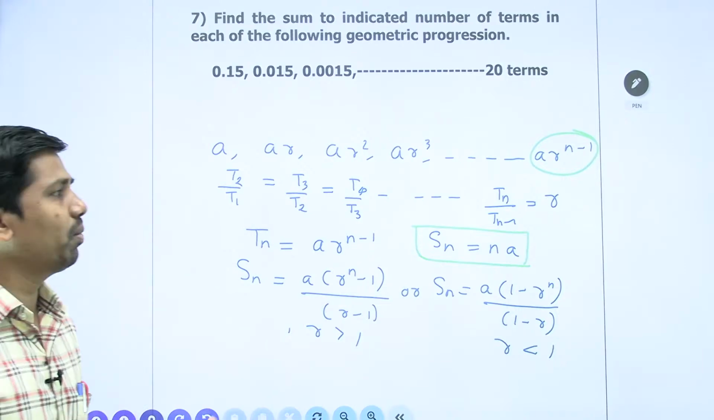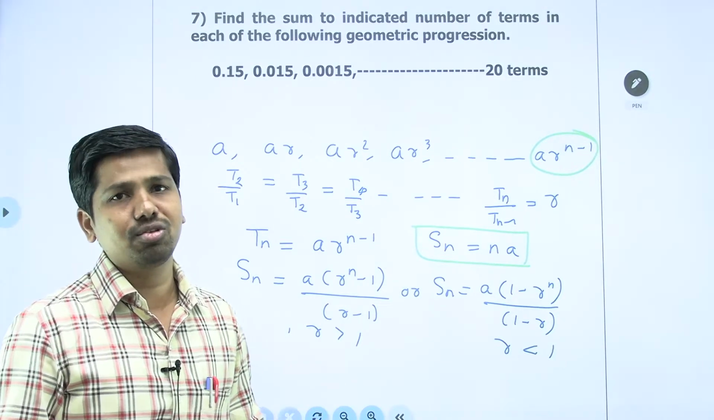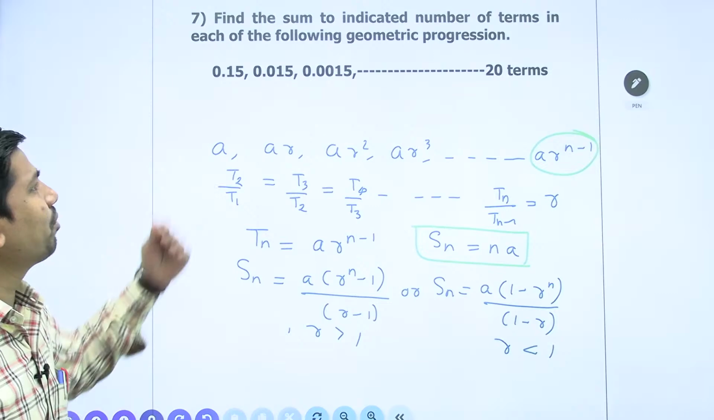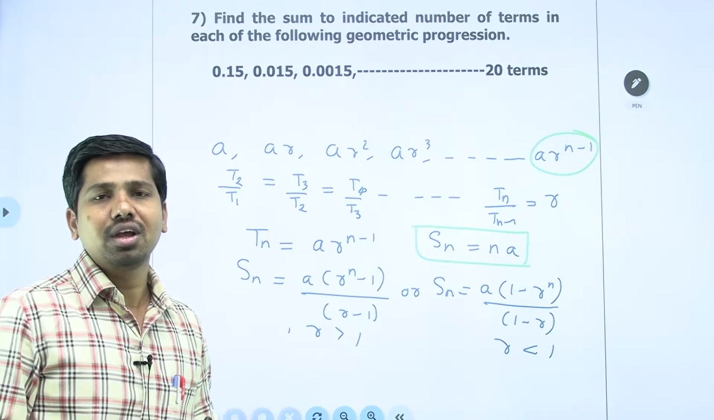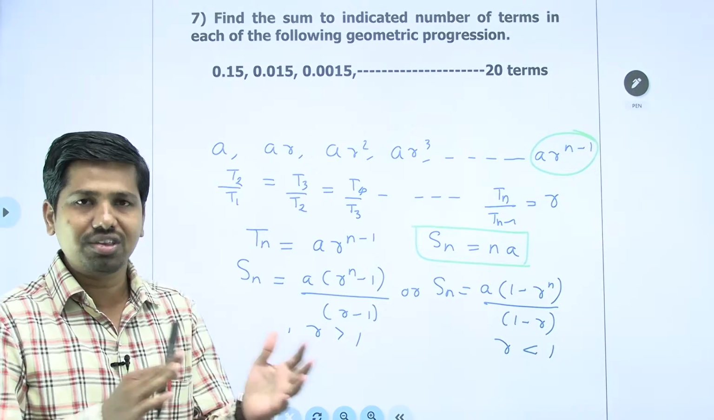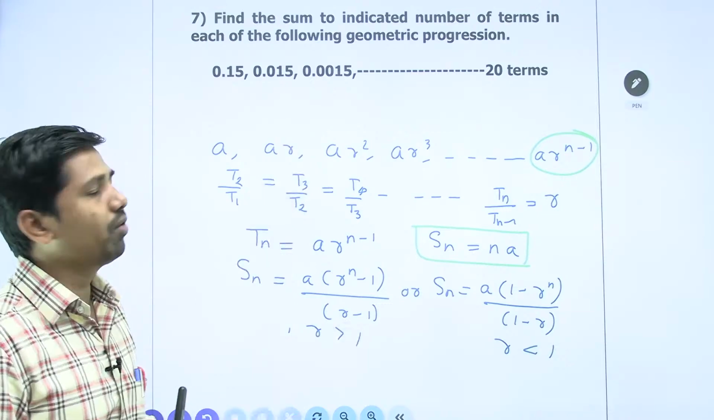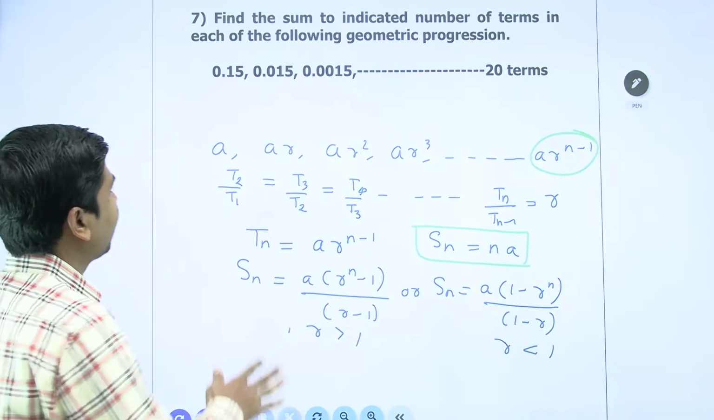Based on these formulas, we have discussed some examples also. So let us continue those examples of exercise 9.3 related to geometric progression. We completed 6 examples. Now let us go for the 7th example.